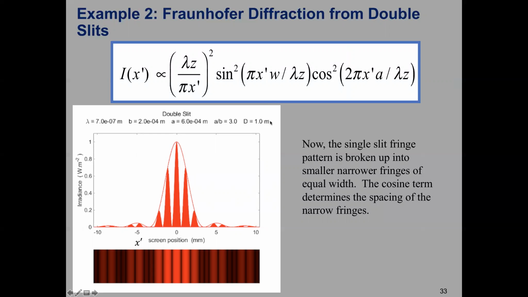I believe D is what I am calling Z. But the end pattern, comparing to what we're plotting versus X prime, what you can see is that now we have essentially these equally spaced, smaller, bright and dark fringes. However, they're all modulated by the pattern we had before. So it's almost like we took our single slit fringe pattern and this cosine squared of x prime ends up breaking up that pattern into a series of smaller bright and dark fringes.